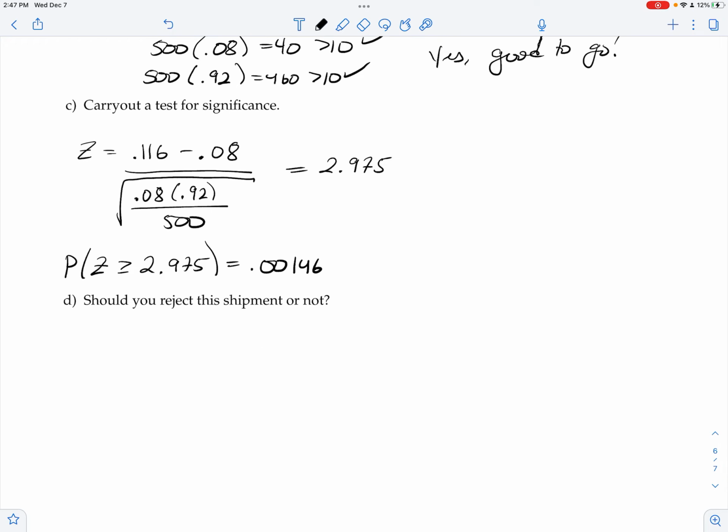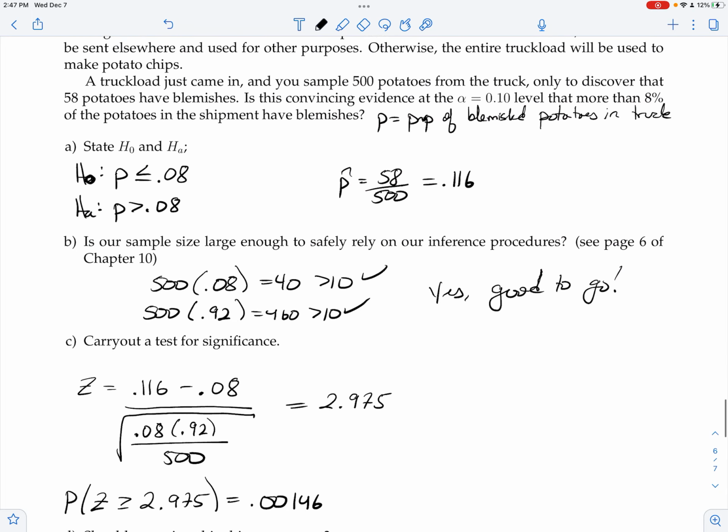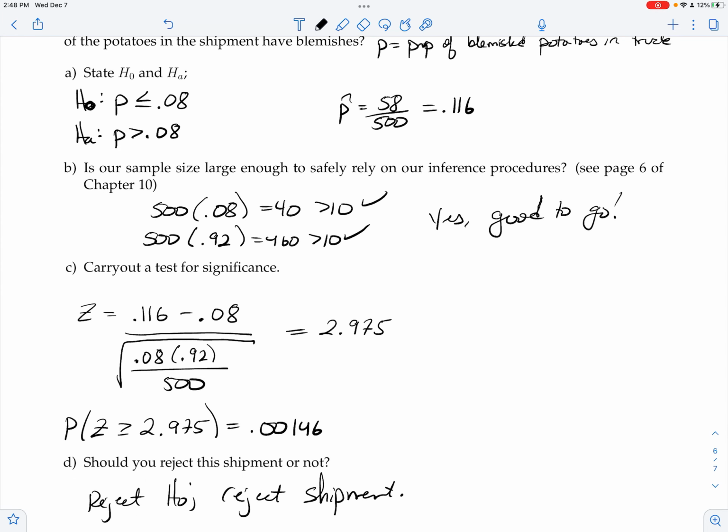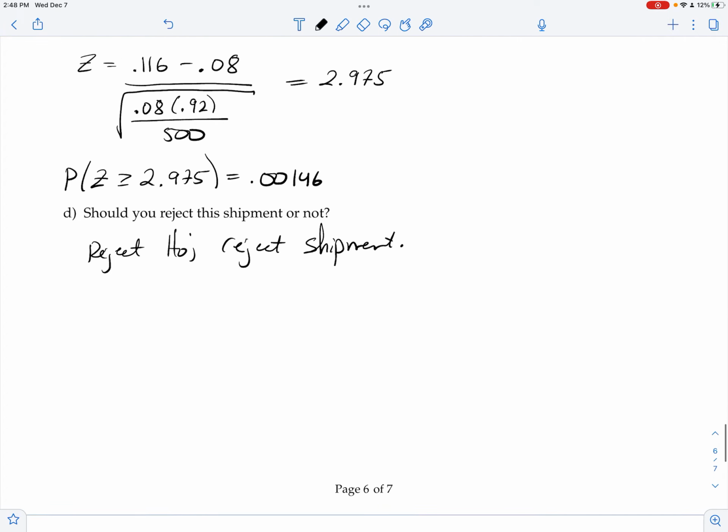And so should we reject the shipment or not? We should definitely reject the null hypothesis. We should reject, and the question is, do we reject the shipment or not? We should reject the shipment. There's good evidence here that the null hypothesis is false and there actually are more than 8% blemished potatoes. If you take 0.08 times 500, you should get only 40 potatoes. We had 18 more that were bad. And it turns out that's pretty good evidence that more than 8% of the potatoes have blemishes.